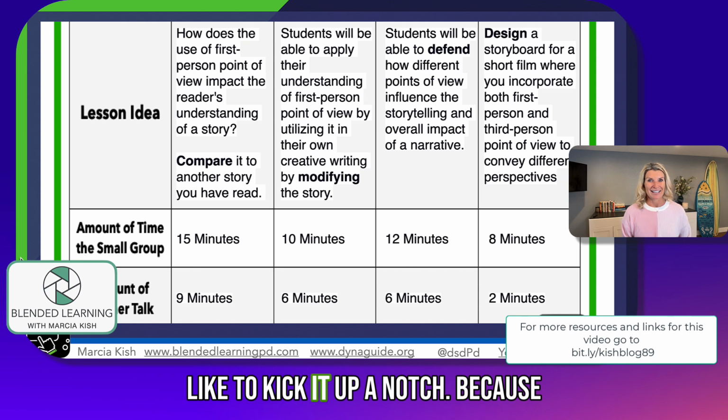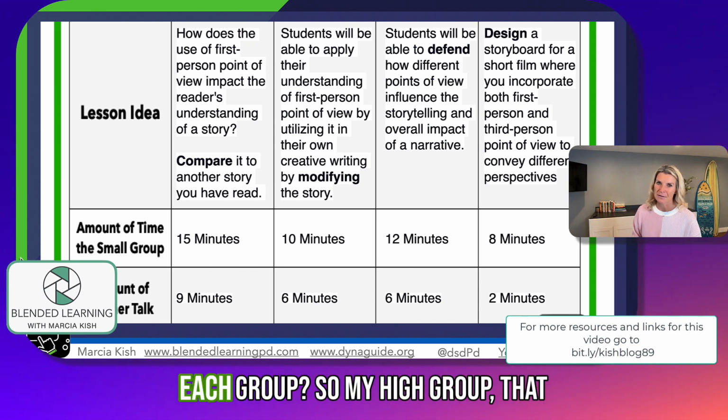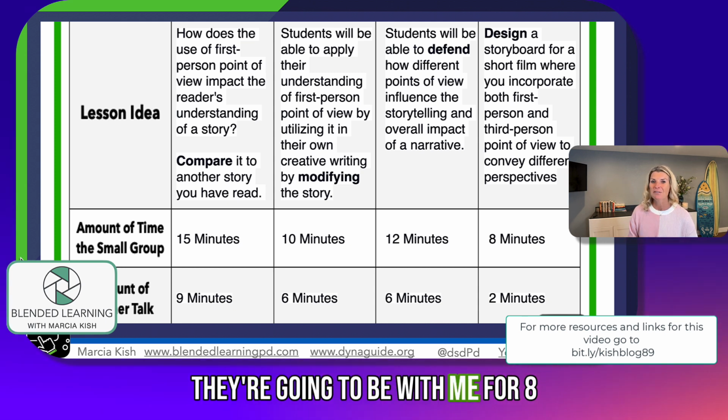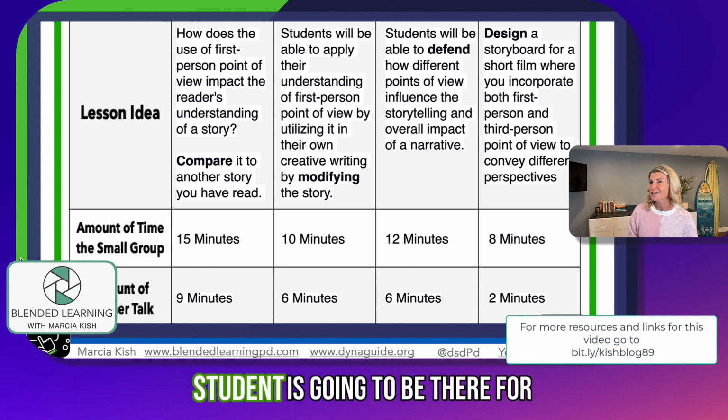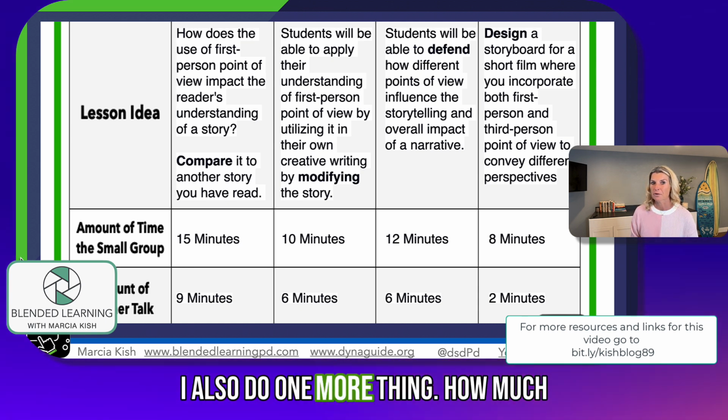But I always like to kick it up a notch because why not? What I like to do is decide how much time I'm going to spend with each group. So my high group, that blue group we were talking about, they're going to be with me for 8 minutes, where my struggling students are going to be there for about 15 minutes. I also do one more thing.